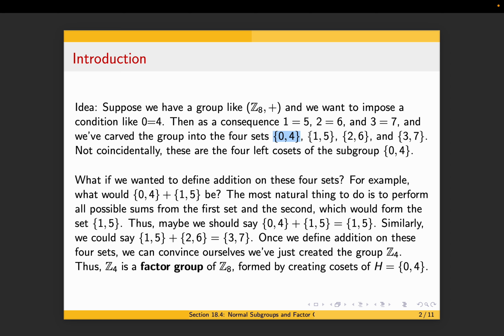So 0 and 4 is a thing, 1 and 5 is a thing. If I want to define addition on those sets, it seems like the most natural thing to do would be like, all right, well, if I want to do set plus set, I should just form all possible sums I can. So like 0 plus 1, 0 plus 5, 4 plus 1, 4 plus 5. And if you form all such sums, you just get the set 1, 5 back. Because 4 plus 5 is 9, but that's 1 in Z8. So 0 plus 1 is 1, 0 plus 5 is 5. 4 plus 1 is 5, 4 plus 5 is 1. So if you do all possible sums of these two sets, then you just get back the set 1, 5.